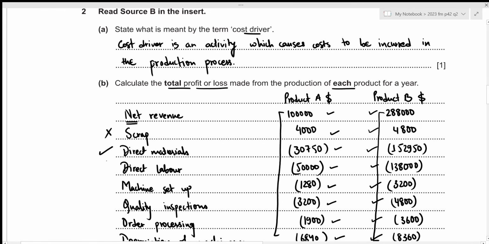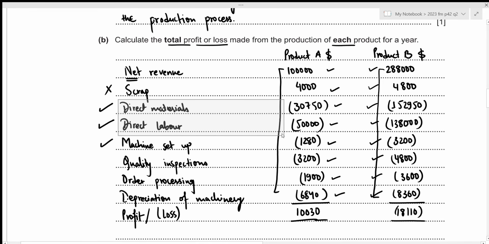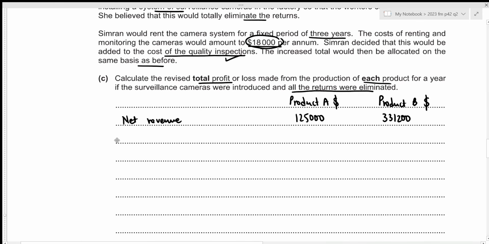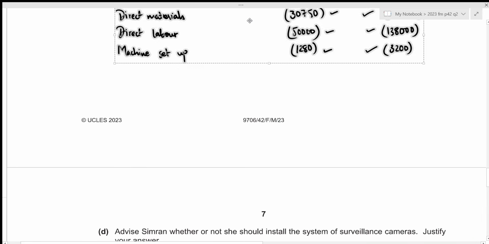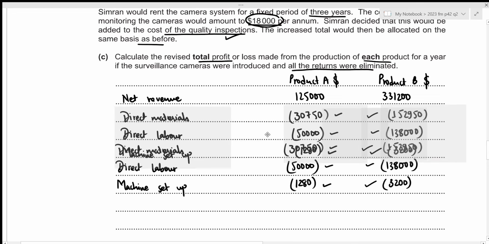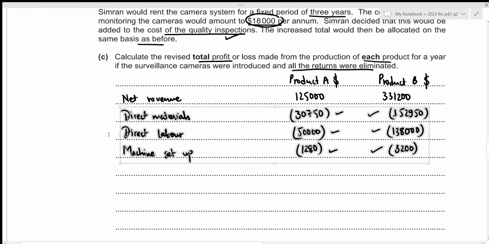The direct materials will remain the same because the units produced is still the same. The direct labor is also going to be the same, and machine setup is also going to be the same. So I'm just going to copy this and paste it below because these three things are not going to change. Alright, now our quality inspections will change, so we have to calculate it again.